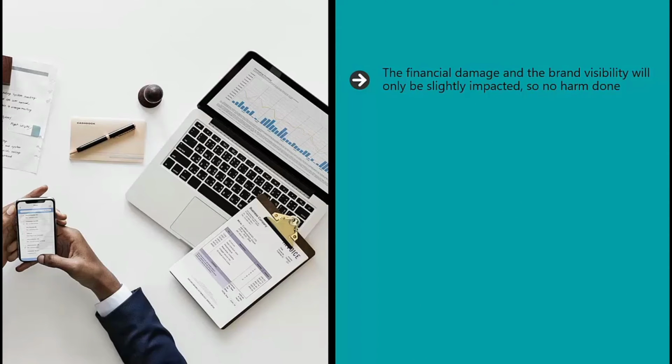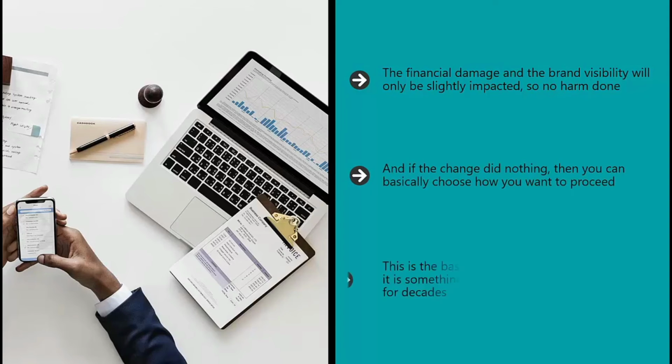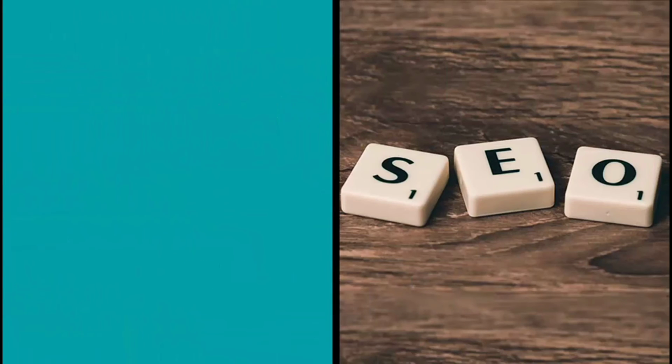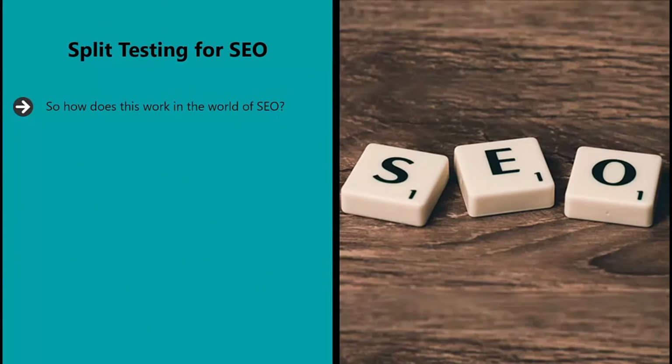If you had rolled the change out across all stores, then you would have potentially lost a lot of money and created confusion around your brand. And if the change did nothing, then you can basically choose how you want to proceed. This is the basic concept behind split testing, and it is something that companies have been using for decades. Split testing for SEO. How does this work in the world of SEO?